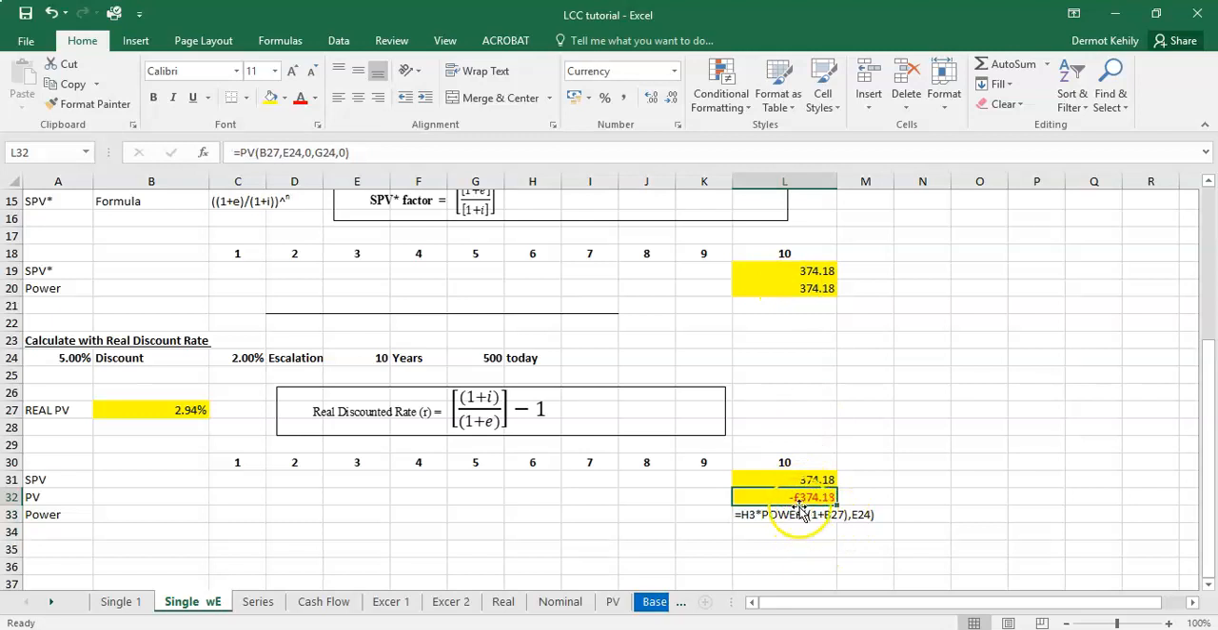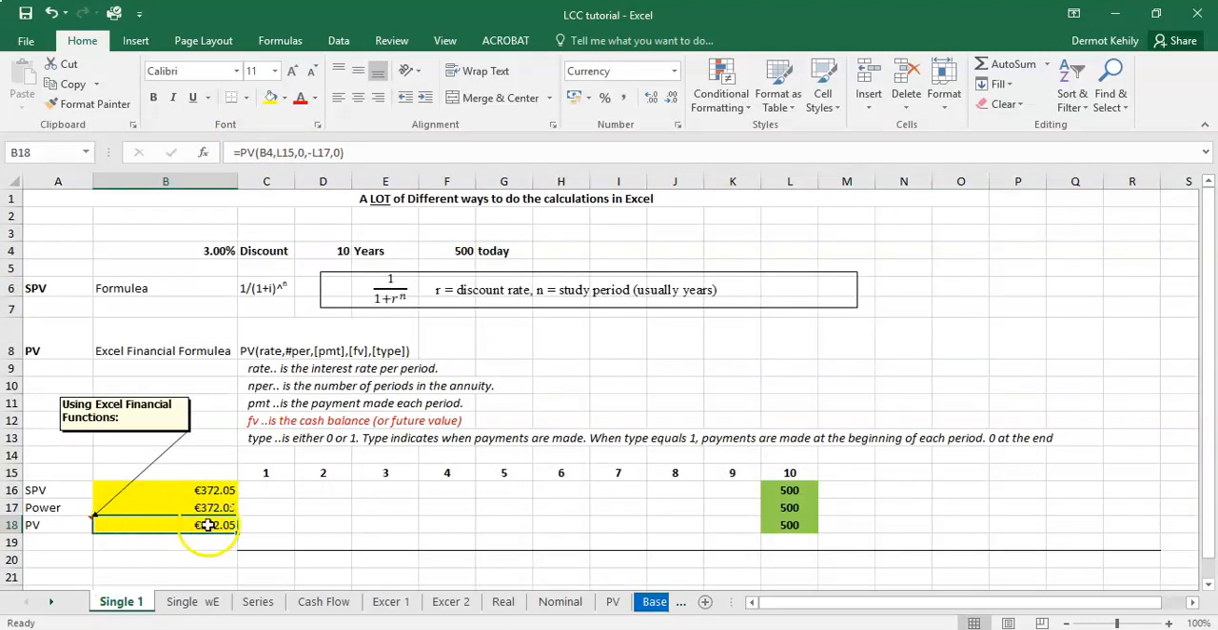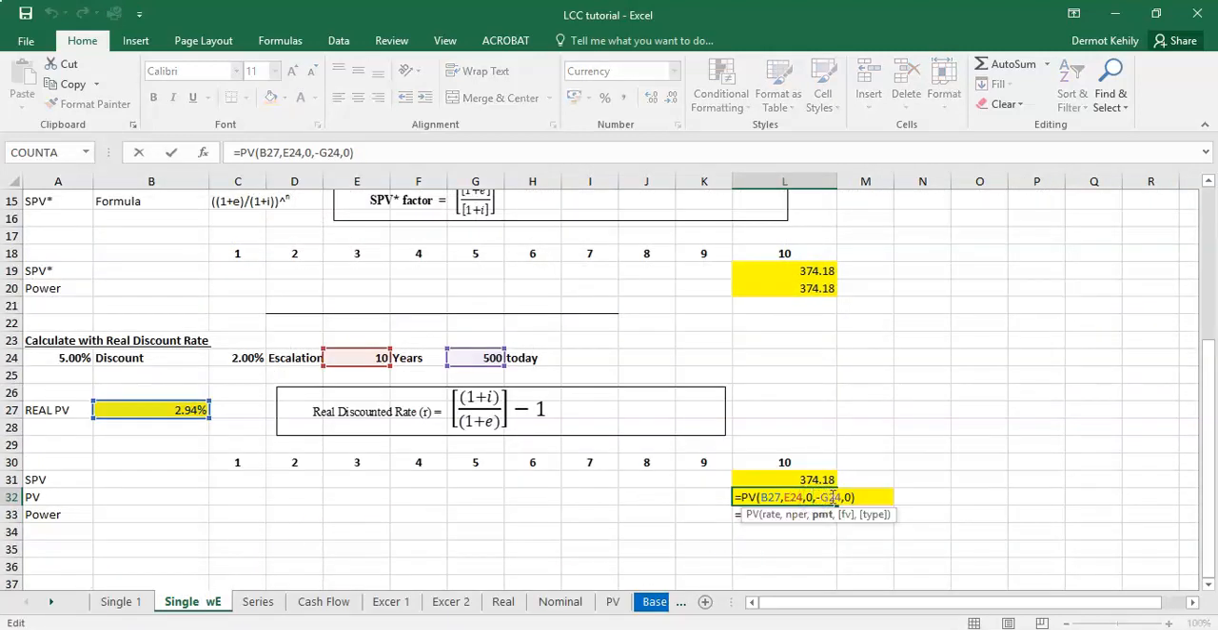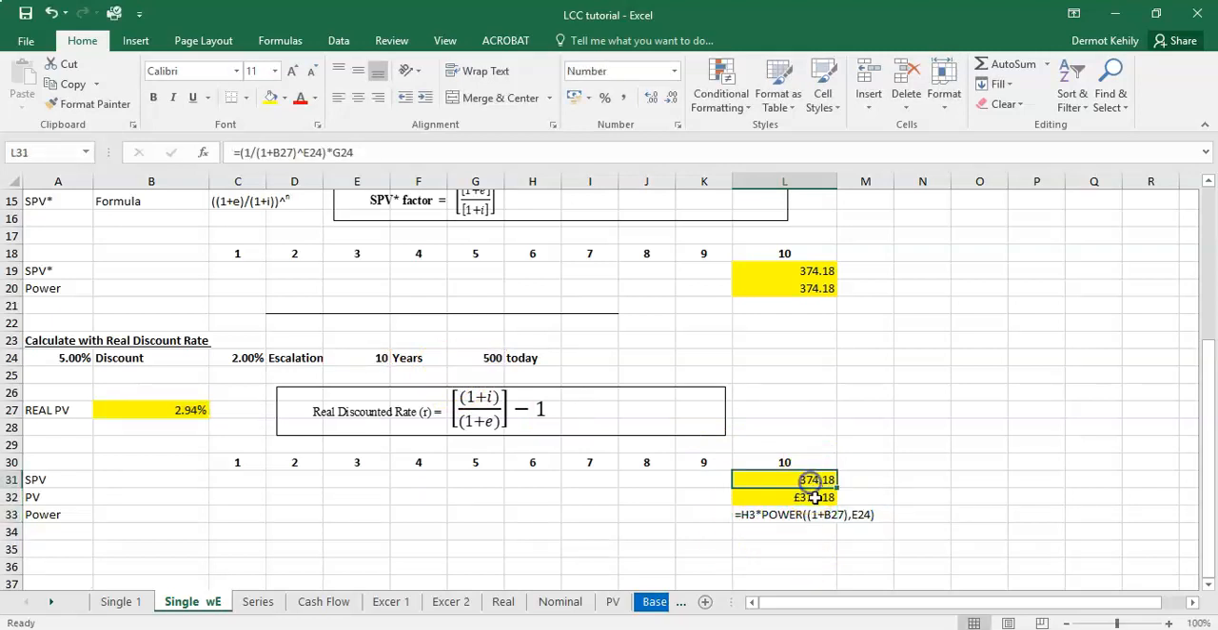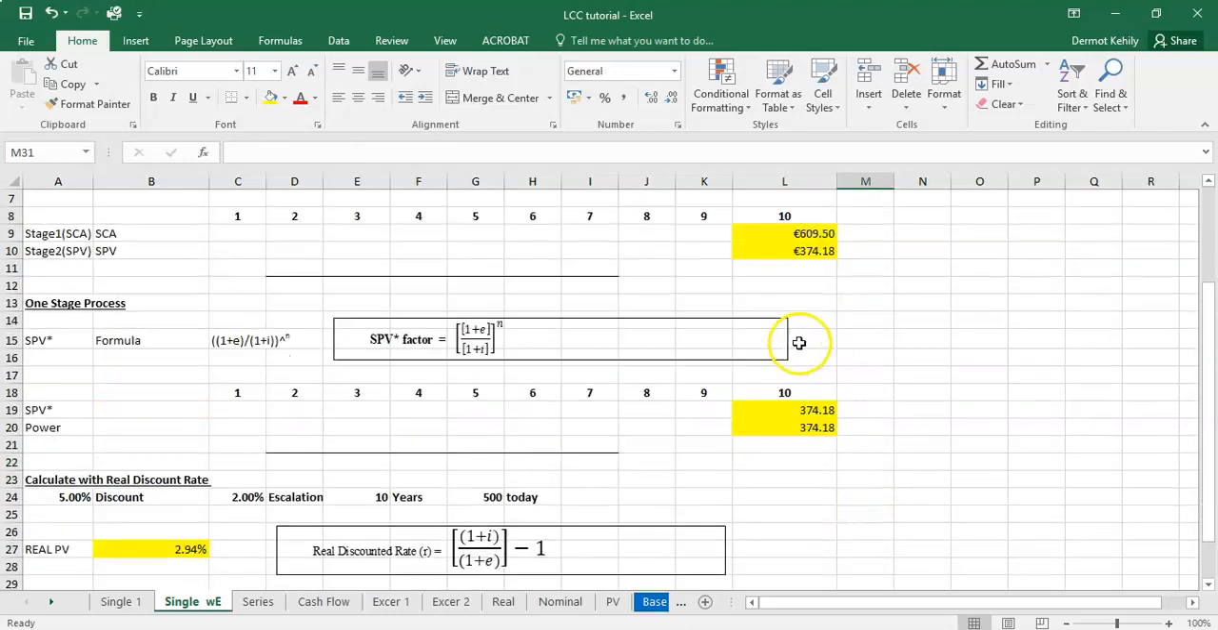Oh, it's giving me the minus 374, but that was because G24 needs to be a minus figure, as far as I remember. Okay, there we go, and it's the same. So that's again using that present value calculation, similar to what I had done on this one here. And again, minus G24. Click enter. What I might do is, that's coming up as pound, I might just copy paste that there, so it's the same. So they're all the same, and they should be, they're just different ways of calculating.